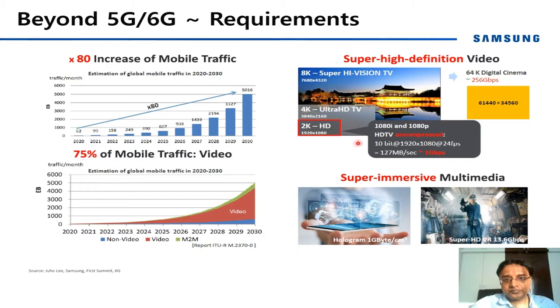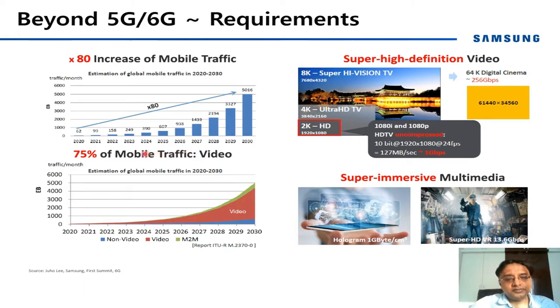Just to see how it is in scale, 10 bit at this resolution at 24 frames per second itself means about 27 megabytes per second, which is about 1 Gbps. That's the current kind of limit that we already have. And if you just scale it to 64K, that's even going to be like 256 times what we have today in terms of the throughput.